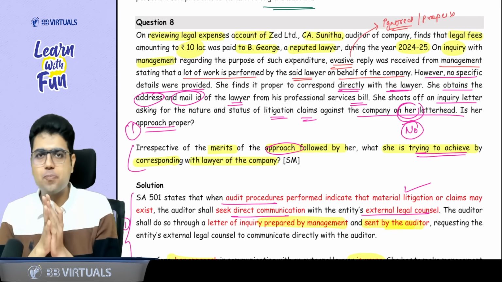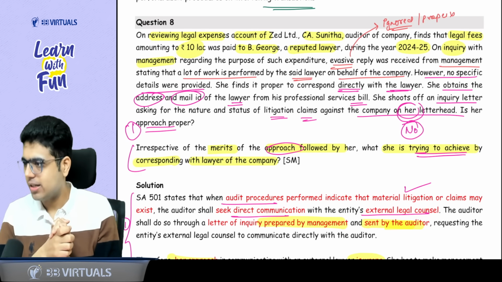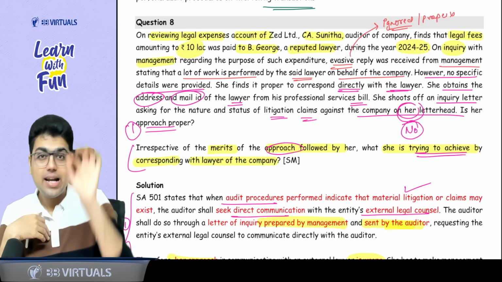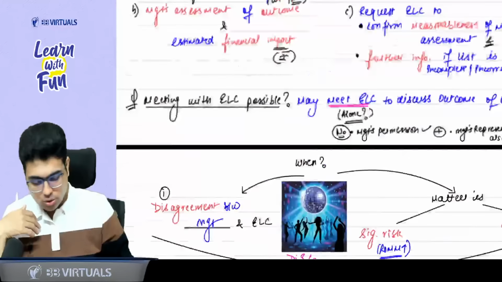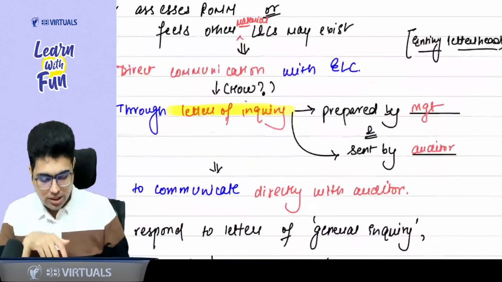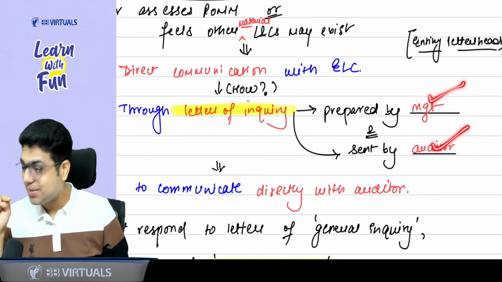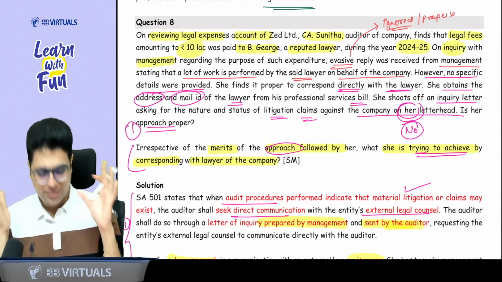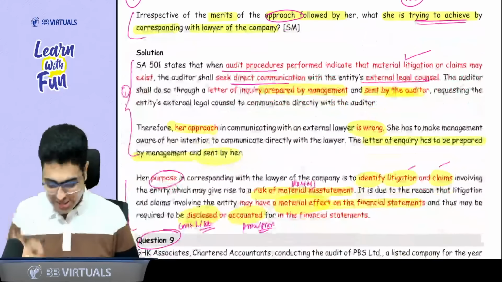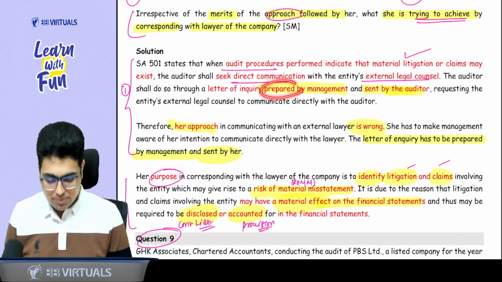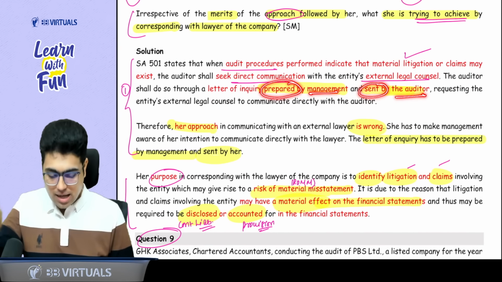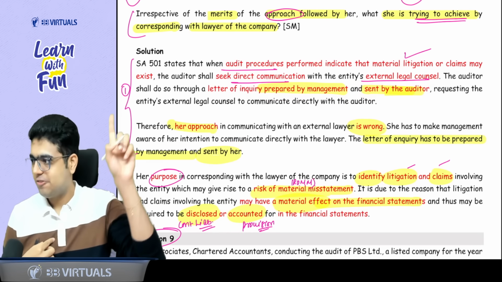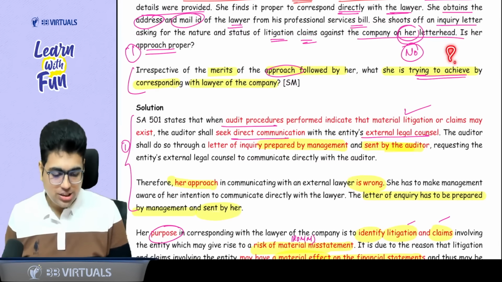So tell me one thing, those who have done articleship in audit, can the auditor send the letter of inquiry on his own letterhead? No, sir. The letterhead is of the management. And I also told you in this revision that the letter of inquiry is prepared by the management, sent by the auditor, not prepared by the auditor. Okay, sir. So Sunita has not done her classes properly. Okay? She's a bad CA. So you will say that the letter of inquiry is prepared by management, sent by the auditor. Her approach is wrong. The letter of inquiry should be prepared by management and sent by her. This is the first part of the question. The second part says, what is she trying to do?